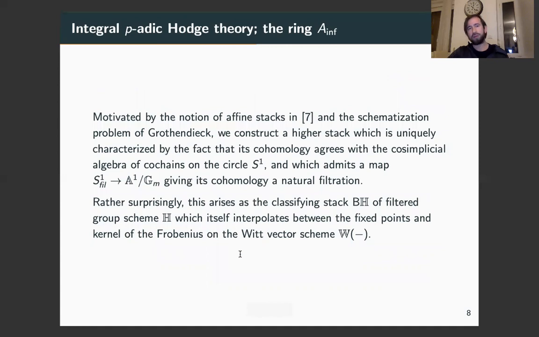Motivated by the notion of affine stacks and the schematization problem of Grothendieck, we construct a higher stack which admits a map to A1 mod Gm. And the cohomology of this stack agrees with the cosimplicial algebra of cochains on the topological circle. Rather surprisingly, this stack arises as the classifying stack, BH, of a filtered group scheme, which itself interpolates between the fixed points and the kernel of the Frobenius operator on the Witt vector scheme, W.